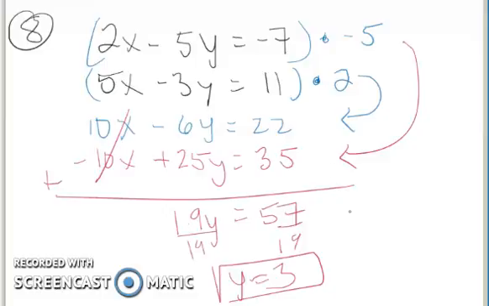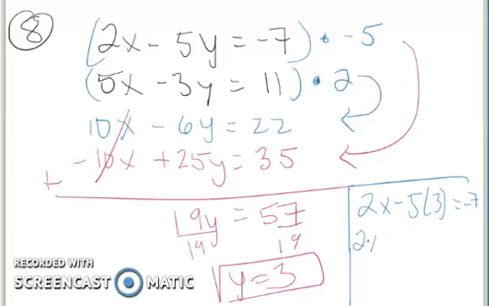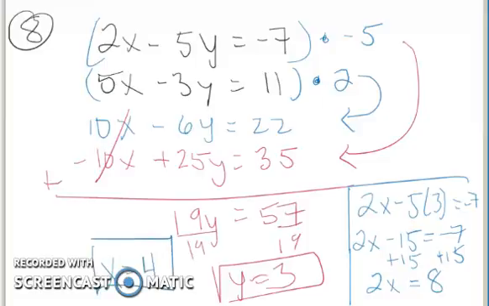So one of the original ones. I'm just going to go ahead and plug it into the top one. We get 2x minus 5 times 3 equals negative 7. It's going to be 2x minus 15 equals negative 7. Add the 15. I get 2x is going to equal 8, so x is going to equal 4 once we divide by 2. So 4 comma 3.